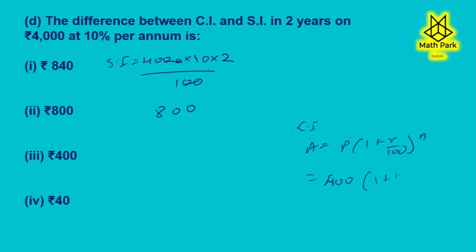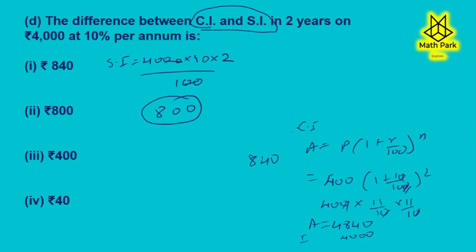So 1 plus 10 upon 100 raised to 2, which is 1.21, and 121 times 40, you get 4840 as the amount. And the compound interest is going to be this amount minus the 4,000, which is 840. And you are asked to find the difference between CI and SI. So the difference between 800 and 840 is rupees 40. This is the correct option.